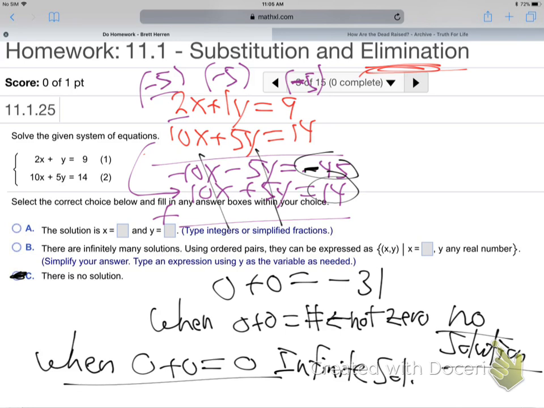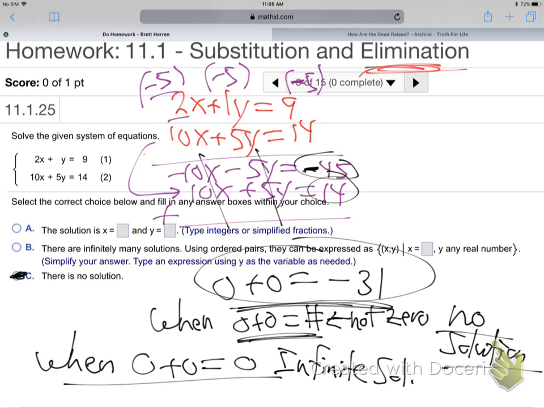But I just want to let you know in advance, there's two things that can happen. You can get 0 plus 0 equals a number that's not 0 like we did, something that's not true. 0 plus 0 does not equal negative 31. That is not true, no solution. But if you get something like 0 equals 0, which is true, but it's still kind of weird, there's no letters, that actually means infinite solutions.